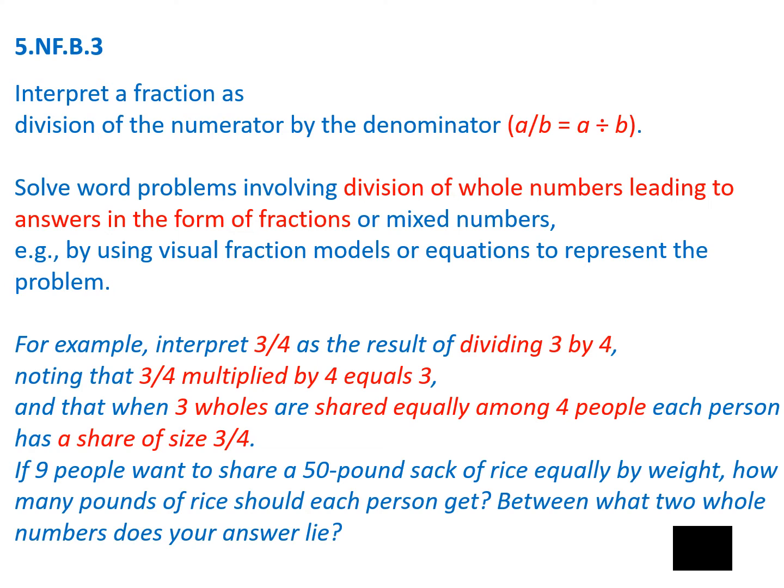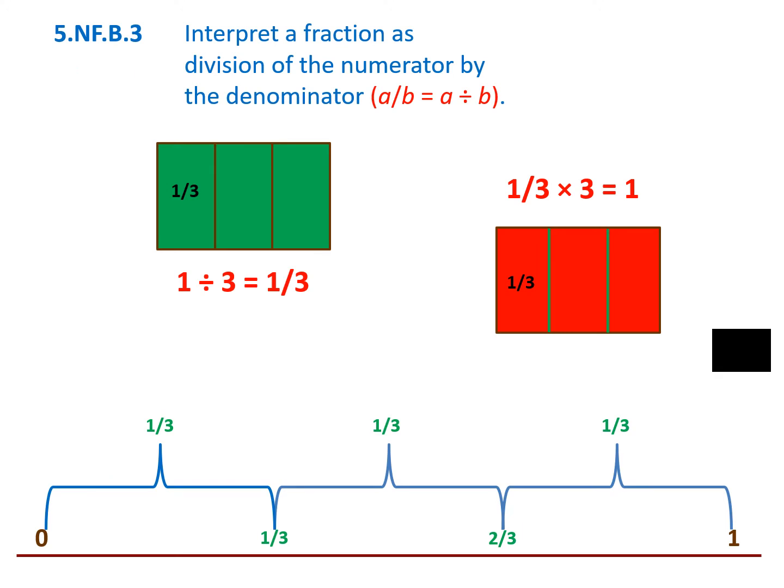Secondly, if 9 people share a 50-pound sack of rice equally, how many pounds will each receive? These standard area models and number line model are a visual representation of a fraction as a numerator divided by a denominator. Here we divide the whole into 3 equal parts, or thirds, and we see that 1 divided by 3 equals 1/3, and 1/3 times 3 equals the unit.